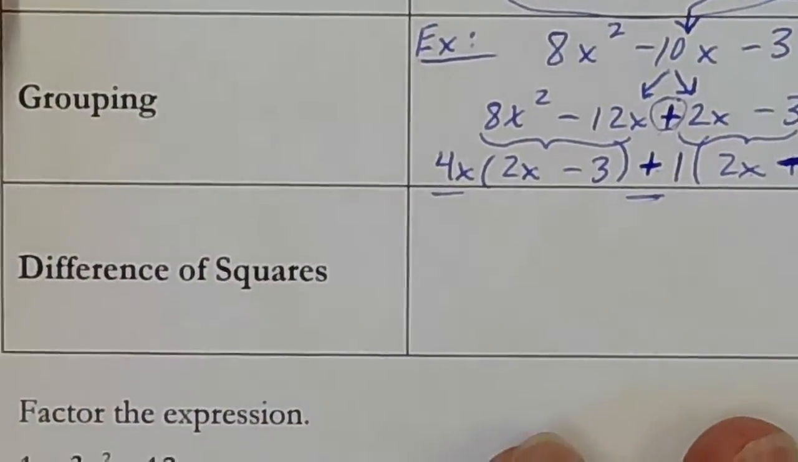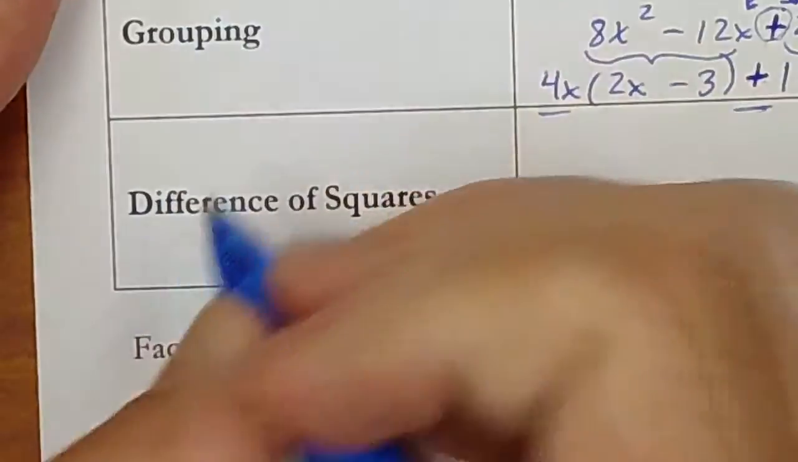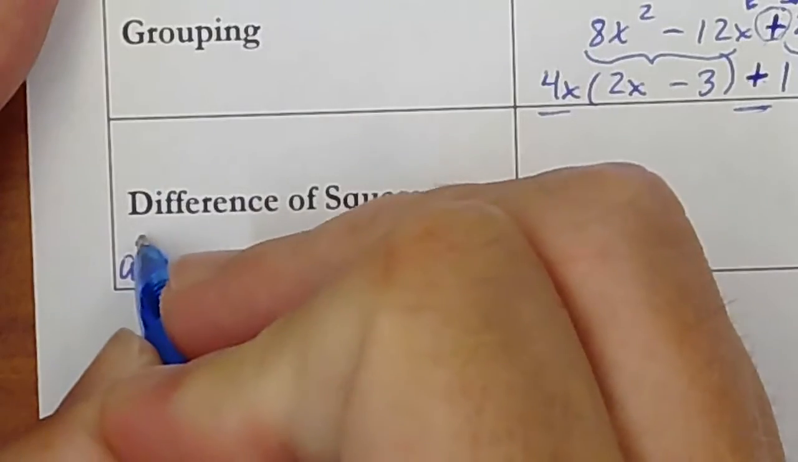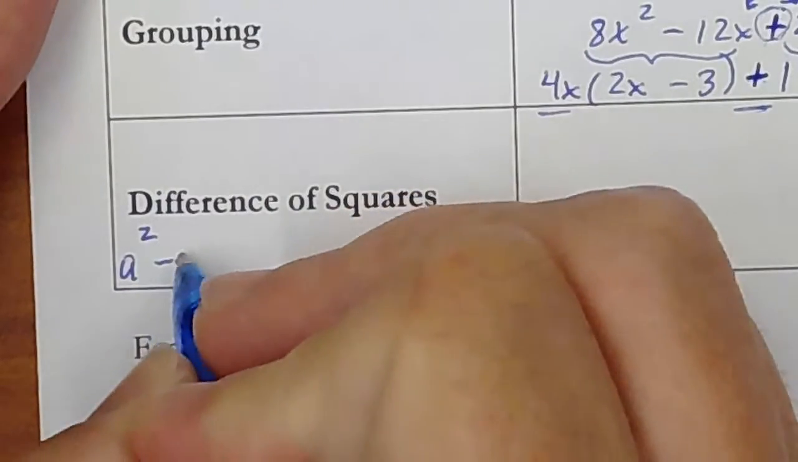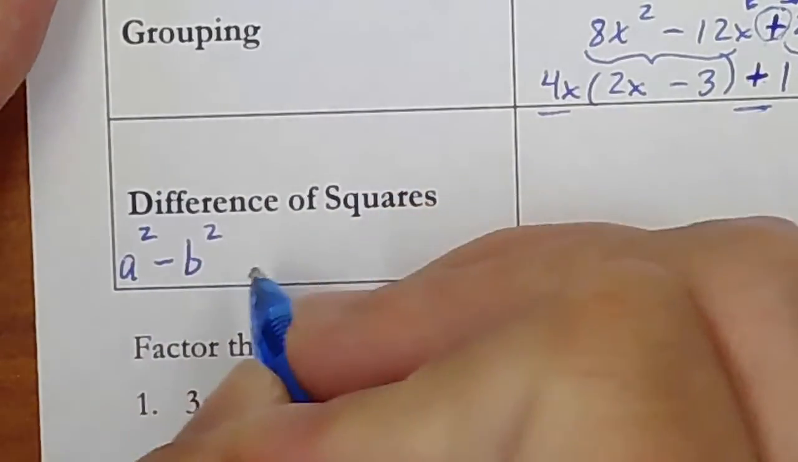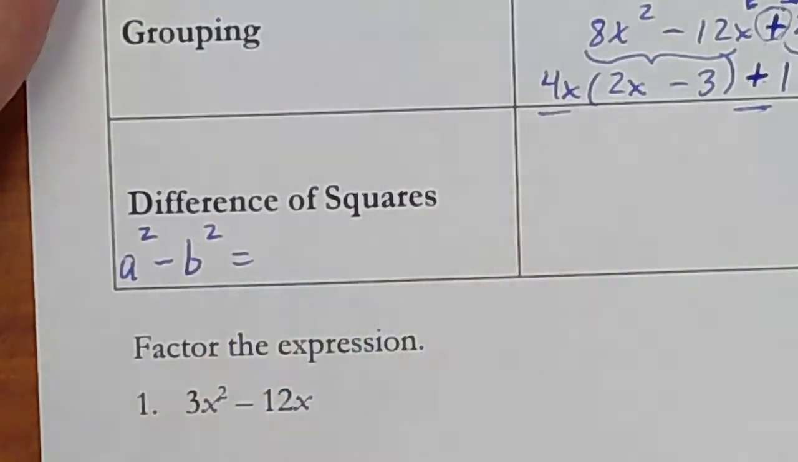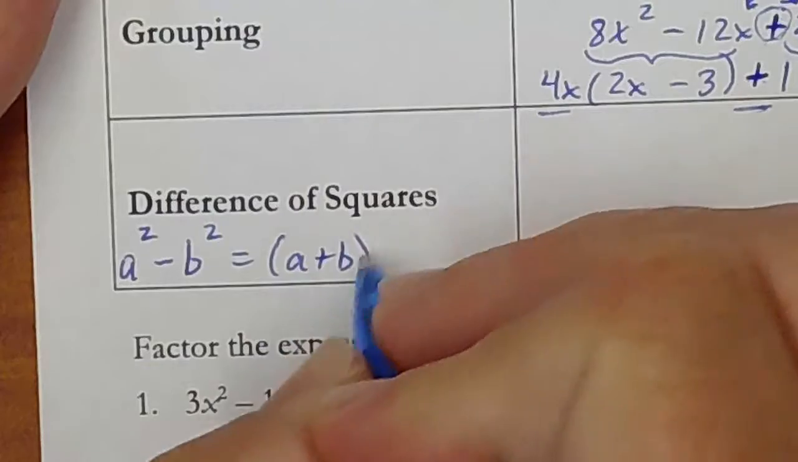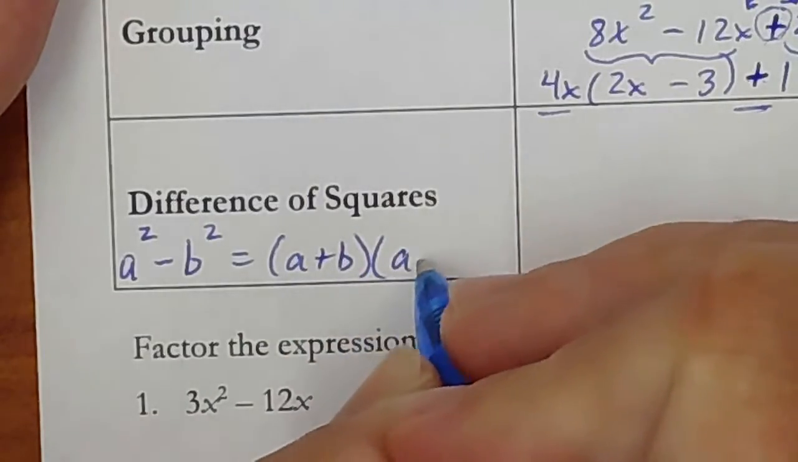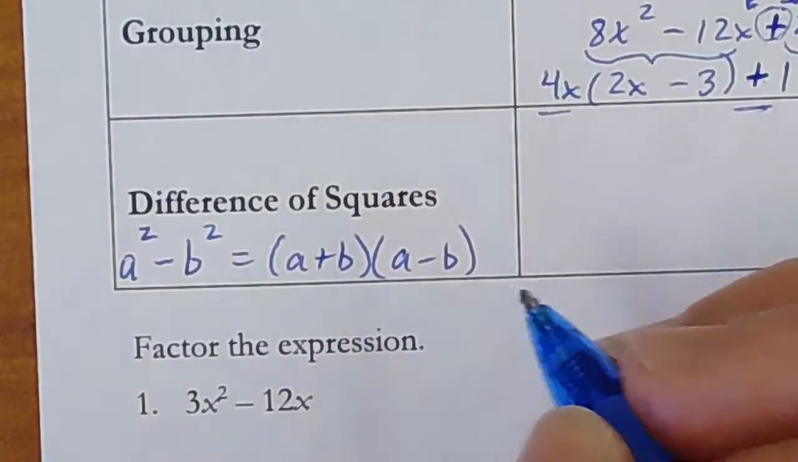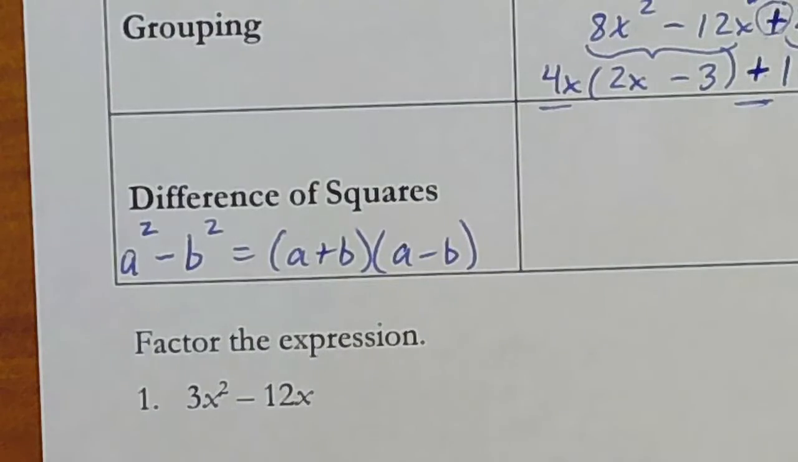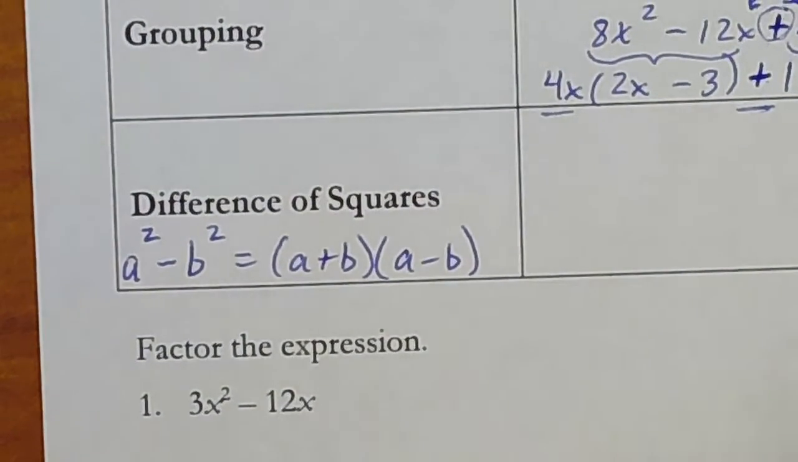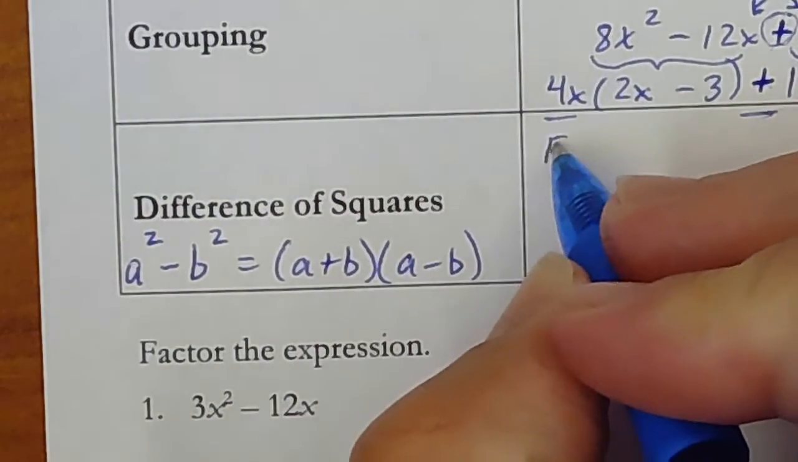All right, so difference of two squares takes on this rule right here, if you remember this from Algebra 2. If it is in the form of a number or term squared minus another term squared, then the quick and easy way to factor this is to write it as quantity A plus B times quantity A minus B. I'll show you two examples of this one.